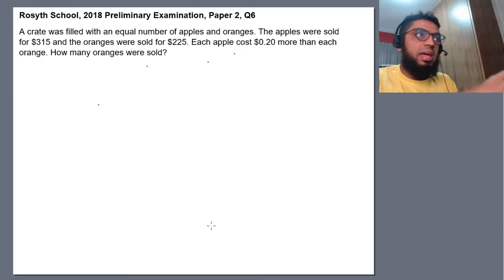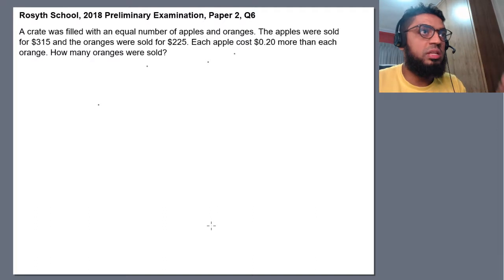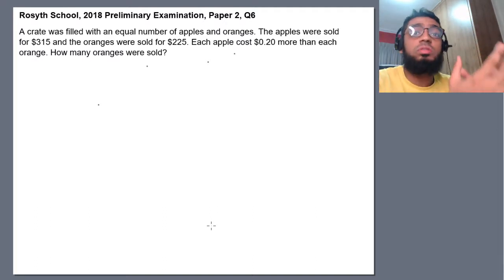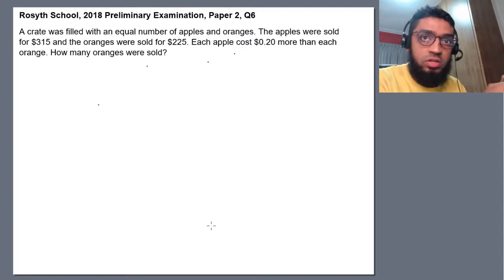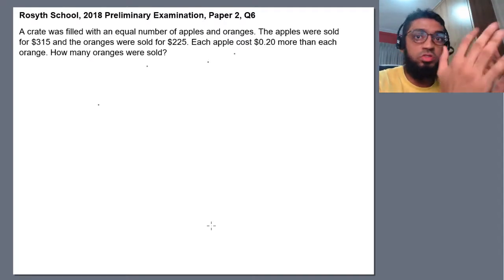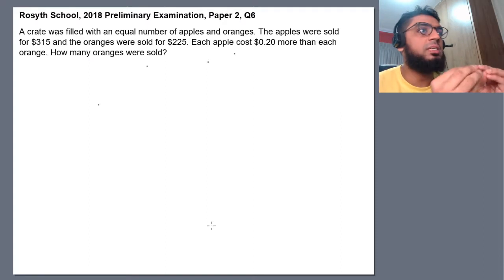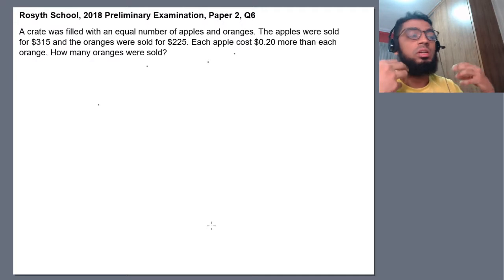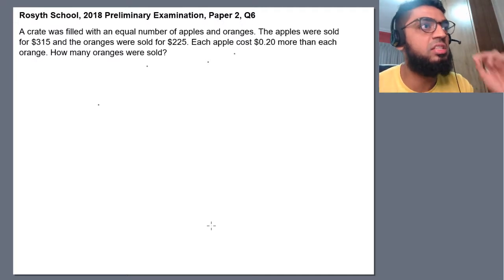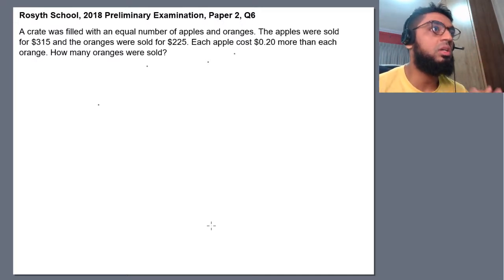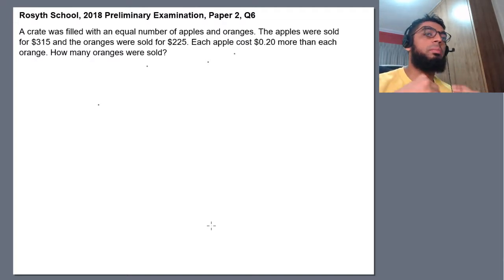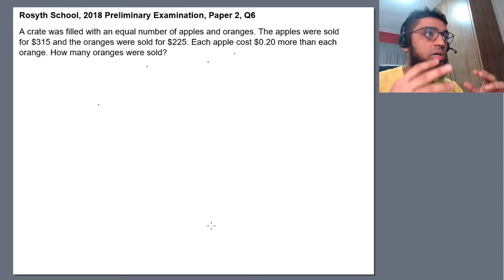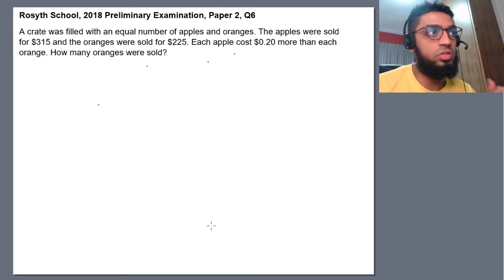Now, since the crate had an equal number of apples and oranges, and the next statement mentioned the apples that were in the crate and the oranges that are in the crate as well were sold for these amounts respectively, what this means is that there were an equal number of apples and oranges being sold. And immediately from this second statement with the total amount of money, we know that the apples were a bit more expensive, since the total amount of money collected for the apples was more than for the oranges.